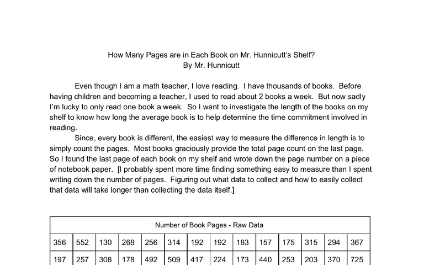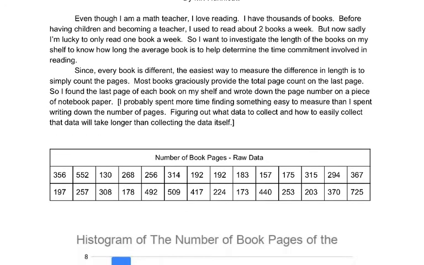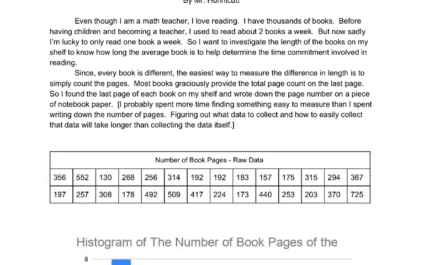All right. Now, so here is my exemplar. This is something that, there it is, I just put it together. Just to give you an idea, this took me about maybe an hour and a half to put together this morning. How many pages in each book on Mr. Hunnicutt's shelf, all together. So the data gathering and the writing it up took maybe an hour and a half. Now obviously I kind of know what I'm doing, but yeah.